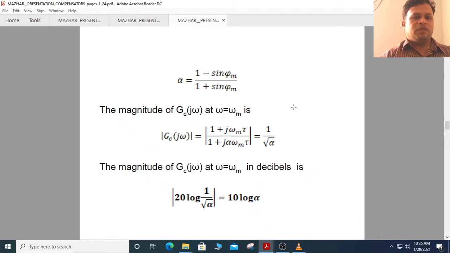The magnitude of GC of j omega at omega equal to omega m is given by 1 by root alpha. Now substituting this value of alpha, we get 1 by the square root of (1 minus sin phi m) by (1 plus sin phi m). This is all about the lead compensator realization in an electrical network. The magnitude of GC of j omega at omega equal to omega m in decibels is 20 log 1 by root alpha, that is equal to 10 log 1 by alpha.